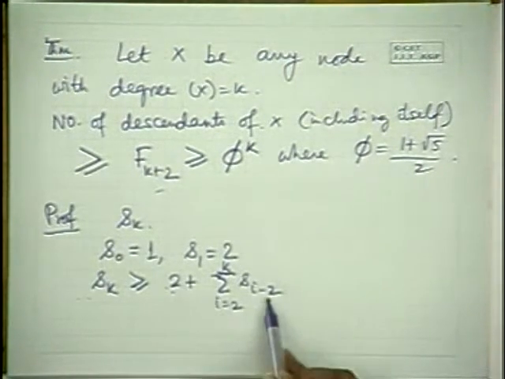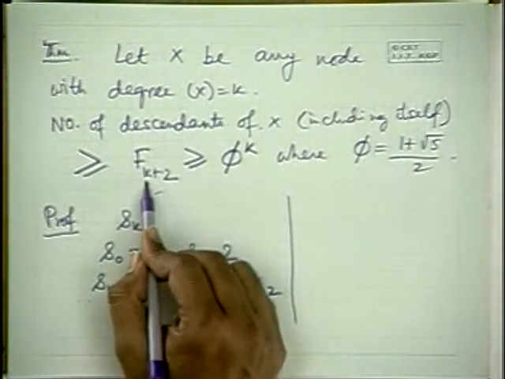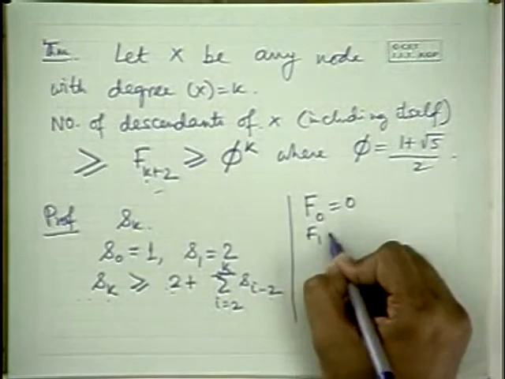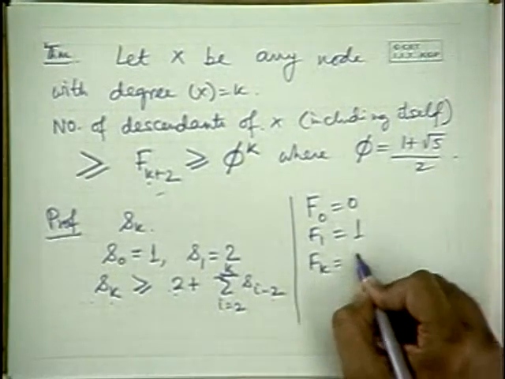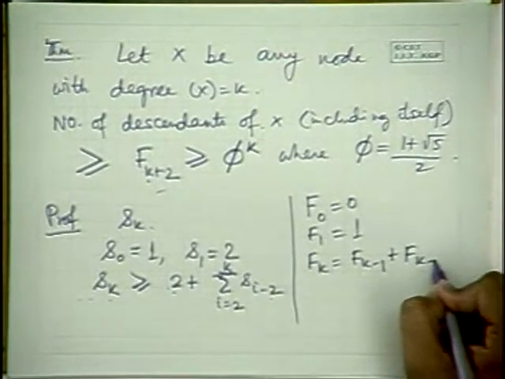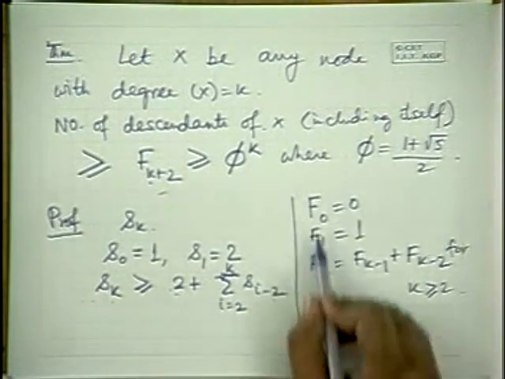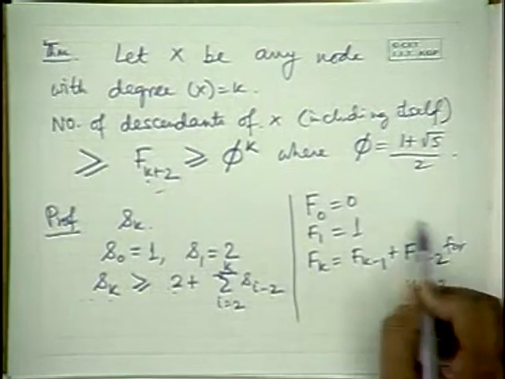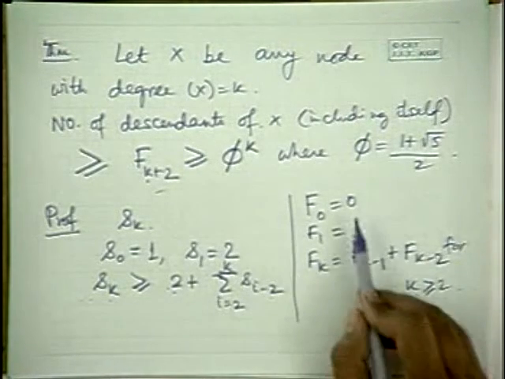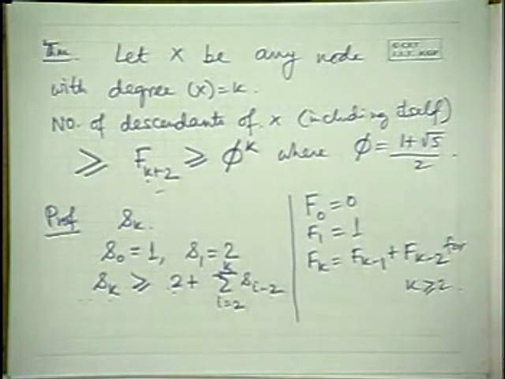So Sk is greater than or equal to this, and then you can immediately prove that Sk is greater than or equal to F(k+2). What is Fk? I am going to define Fk now. F0 is 0, F1 is 1, Fk is F(k minus 1) plus F(k minus 2) for k greater than or equal to 2. This is a Fibonacci series. This sequence is called the Fibonacci sequence. It is like 0, 1, then 1, then it is 2, then it is 3, then it is 5, 8, it goes like that.